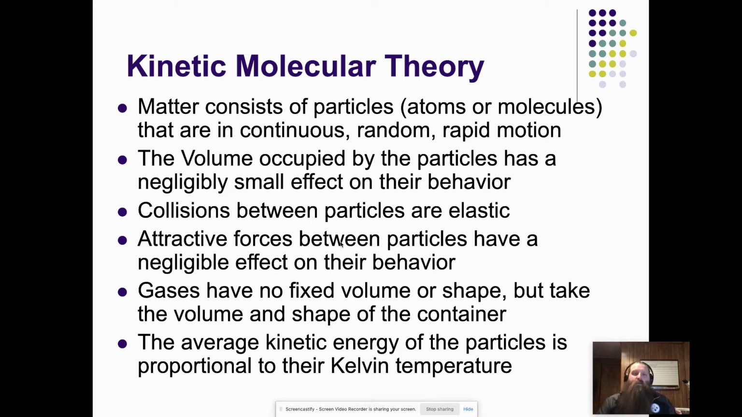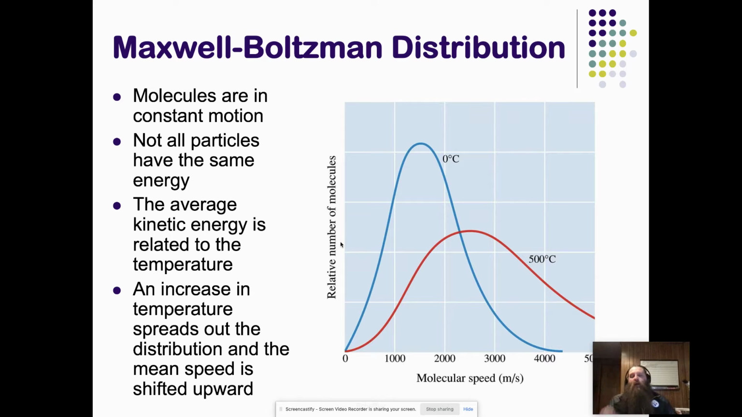The final assumption of KMT is that the average kinetic energy of the particles is going to be a proportional relationship to their Kelvin temperature. So the hotter a gas is, the faster the particles are going to move on average. And that makes sense. But what you may not realize is that not all of the particles of a gas are moving at the same speed, even though many of them or all of them are at the same temperature.